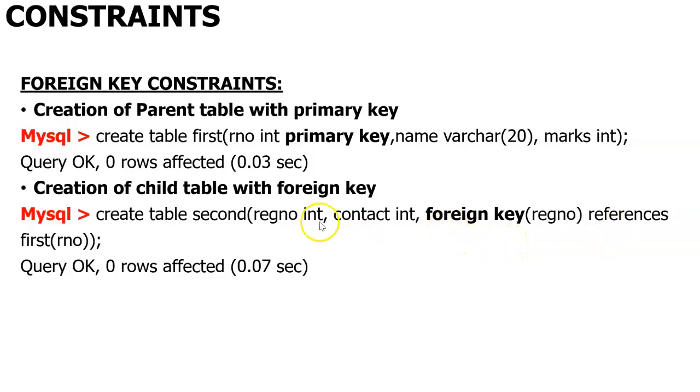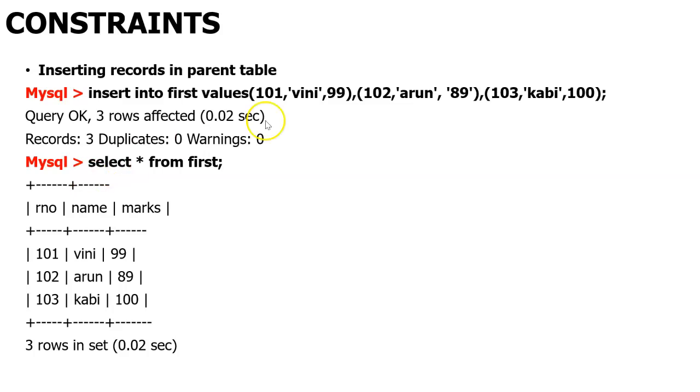So the foreign key of this table is register number. So I am mentioning the foreign key of the existing table. References is the keyword, to which table it has to map: the first table roll number. So likewise you have to make it. So now inserting, same process: insert into first values. However many rows you want to map, you can map. And if you want to view and see, you can view and see.